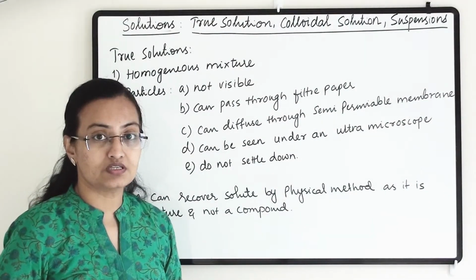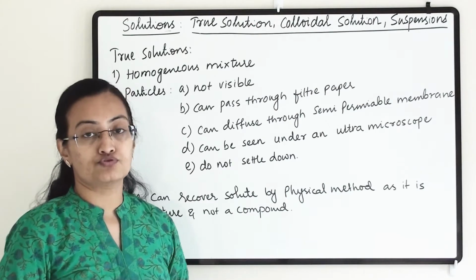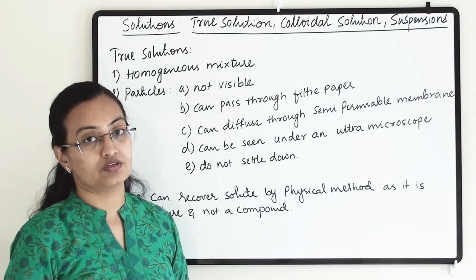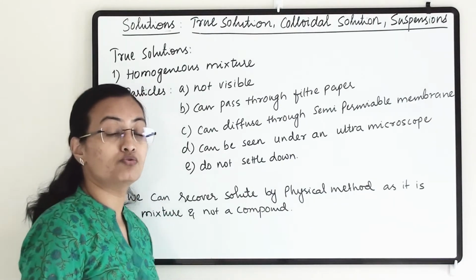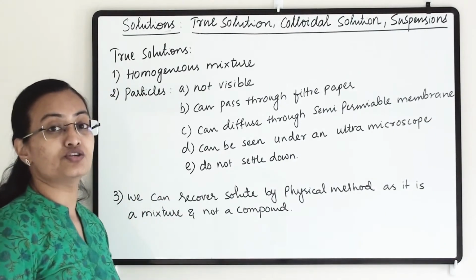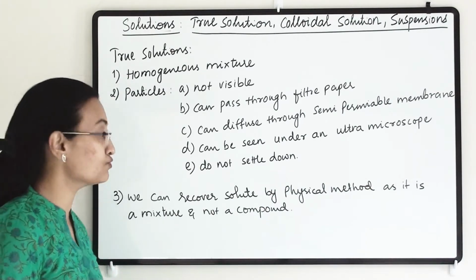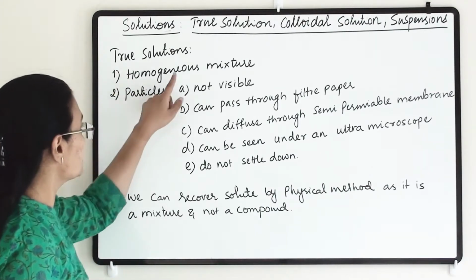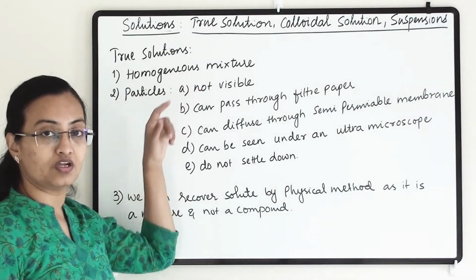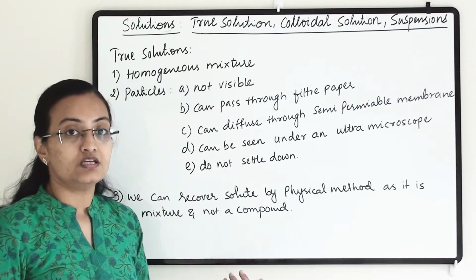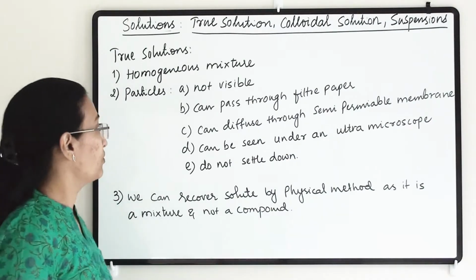Now the solutions. Basically three types of solutions are there: true solutions, colloidal solutions and suspensions. First we are going to learn about true solutions and see the conditions for a true solution. When can we say that a solution is a true solution? First thing is, it should be a homogeneous mixture. It should be evenly mixed and we should not be able to see the solute particles in the solvent.